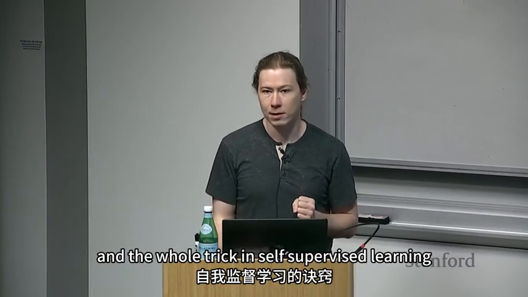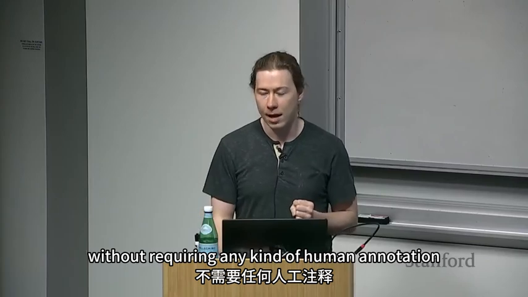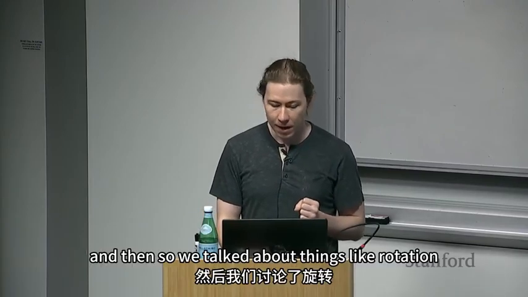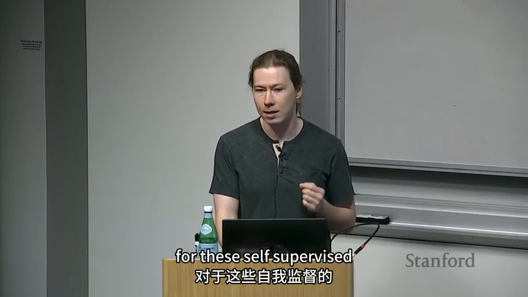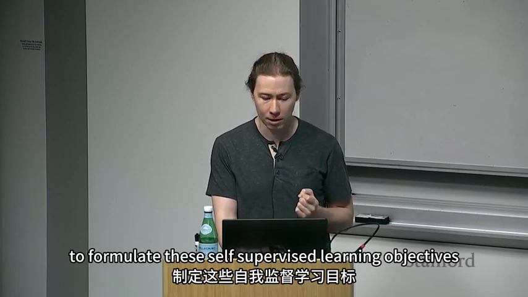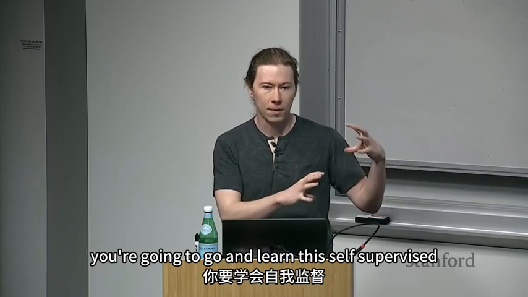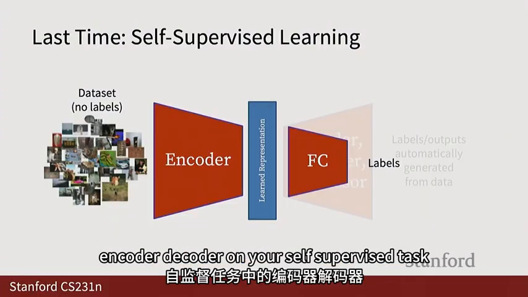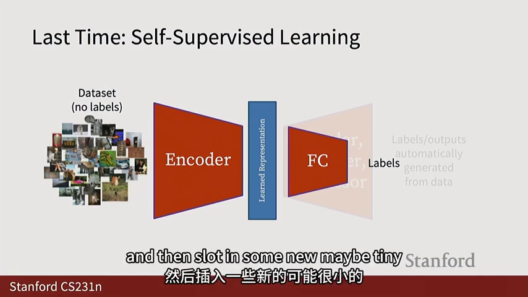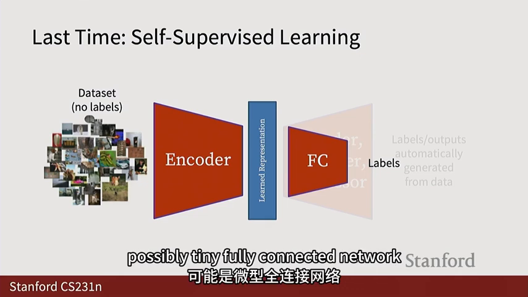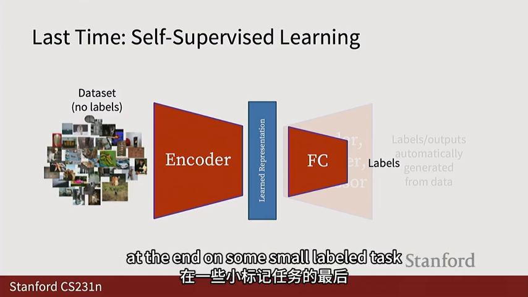And the whole trick in self-supervised learning is coming up with some kind of pretext task that you can train this whole system on without requiring any kind of human annotation or human labels. We talked about things like rotation, different kinds of tasks that we can use as pretexts to formulate these self-supervised learning objectives. This is usually a two-stage procedure where first you learn this self-supervised encoder-decoder on your self-supervised task on all the data that you can find. And then after that, you throw away the decoder and slot in some new, maybe tiny, fully connected network, and train this maybe end-to-end, or maybe just the fully connected network at the end, on some small labeled task.